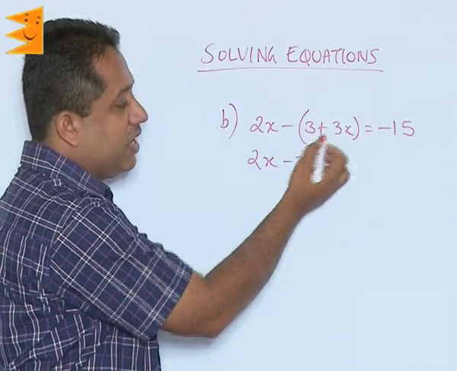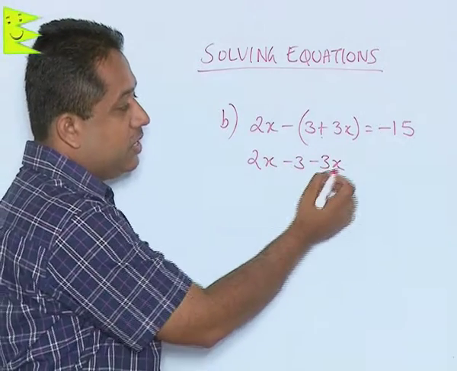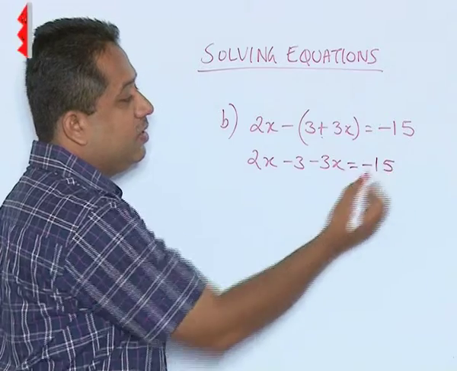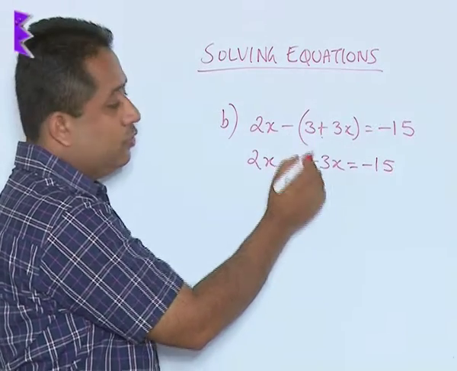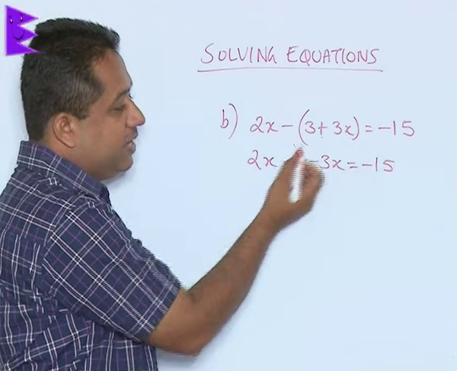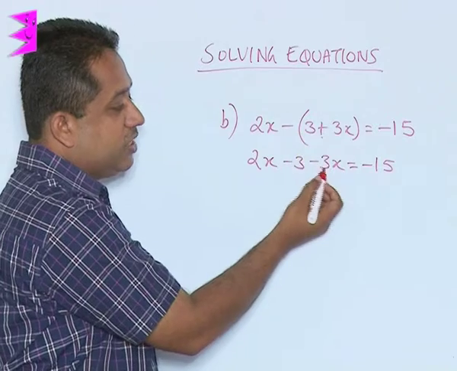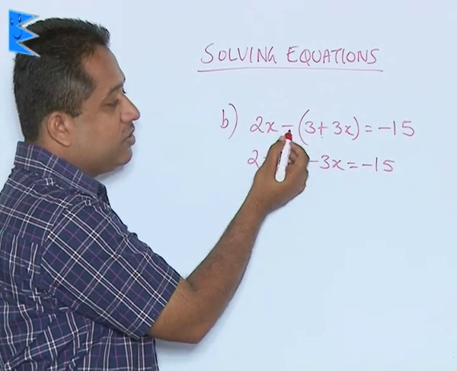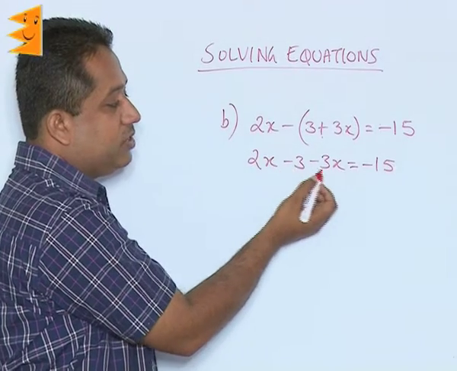So, minus 3 and this is going to become minus 3x. This is an important step here, is equal to minus 15. And if suppose the sign was minus, it would have been changed into plus. So, whatever is the sign inside the bracket, they will change. Both the numbers here were positive, they have changed to negative because there was a negative outside the bracket. So, opening the bracket is a very important step here.